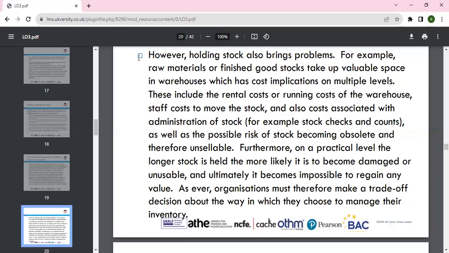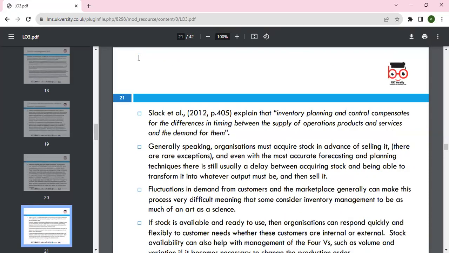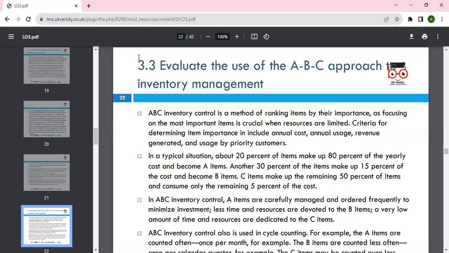Okay, that's the number of the research: inventory planning, inventory control, and compensating for the different timing between the supply of operation, product and the service. Generally speaking, the organization must acquire the stock in advance of selling, and inventory fluctuation is always linked with the sales forecast. So the first thing to consider in inventory management is the sales forecast.